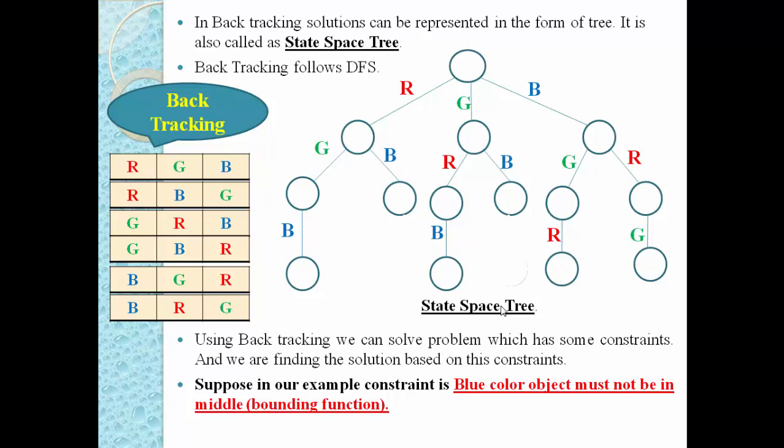And in this depth first search algorithm, we have to add some constraint, and this constraint is known as bounding function. So using this bounding function, we can identify which node cannot be further explored. So this is all about backtracking concept, and using that concept we can solve various problems.